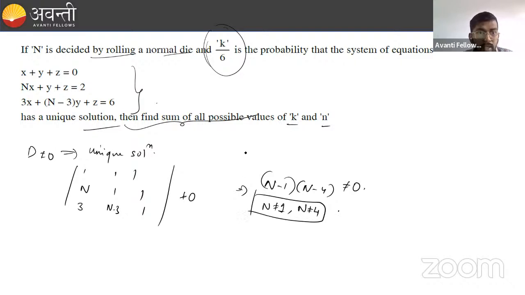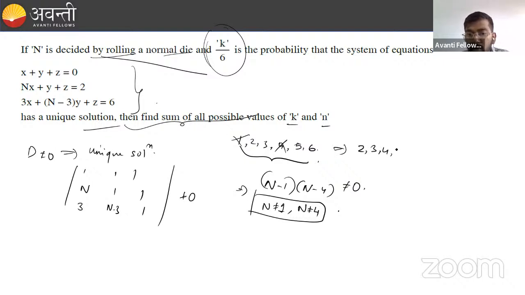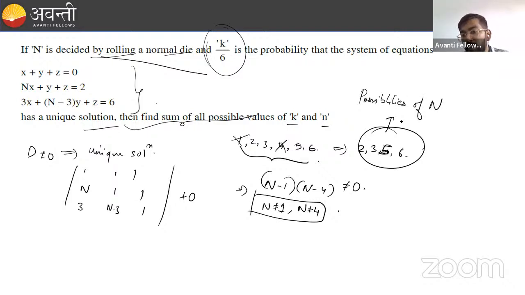So n is decided by rolling a normal die. So we have options 1, 2, 3, 4, 5, 6. Out of this, 1 has been discarded and 4 has been discarded. So the possible options that we have are 2, 3, 5 and 6. So these are the possibilities of n.